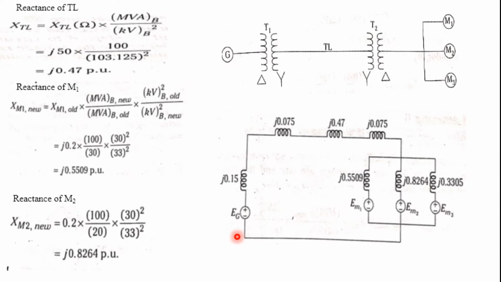In this numerical, there is a change in the actual value and the base value across the transmission line side.